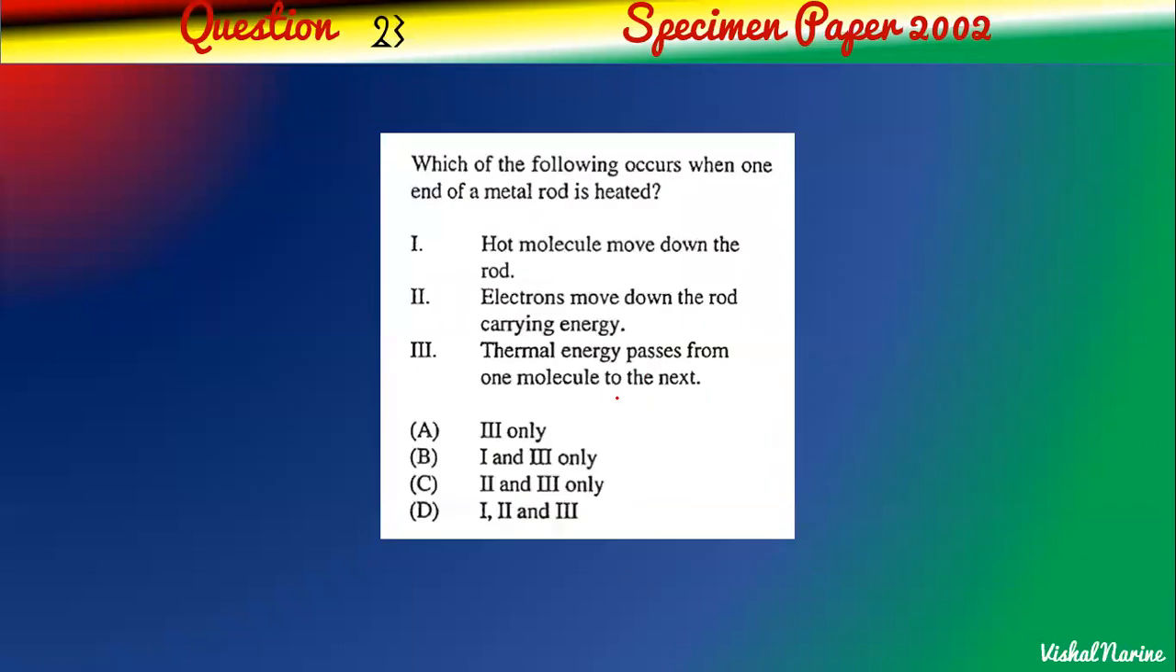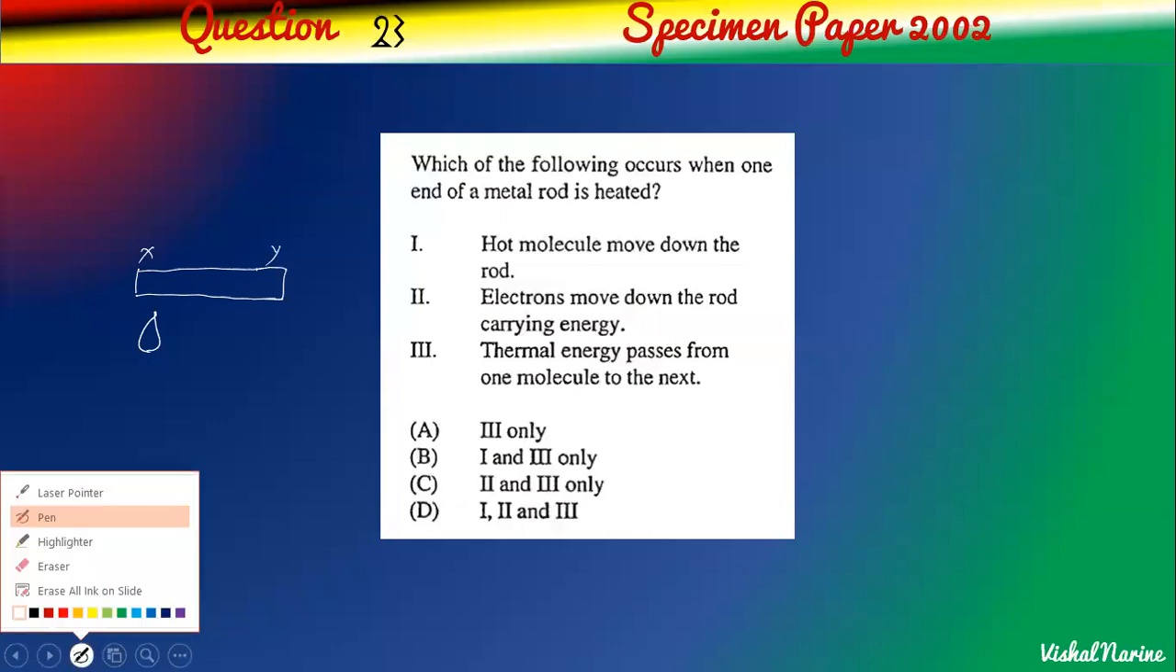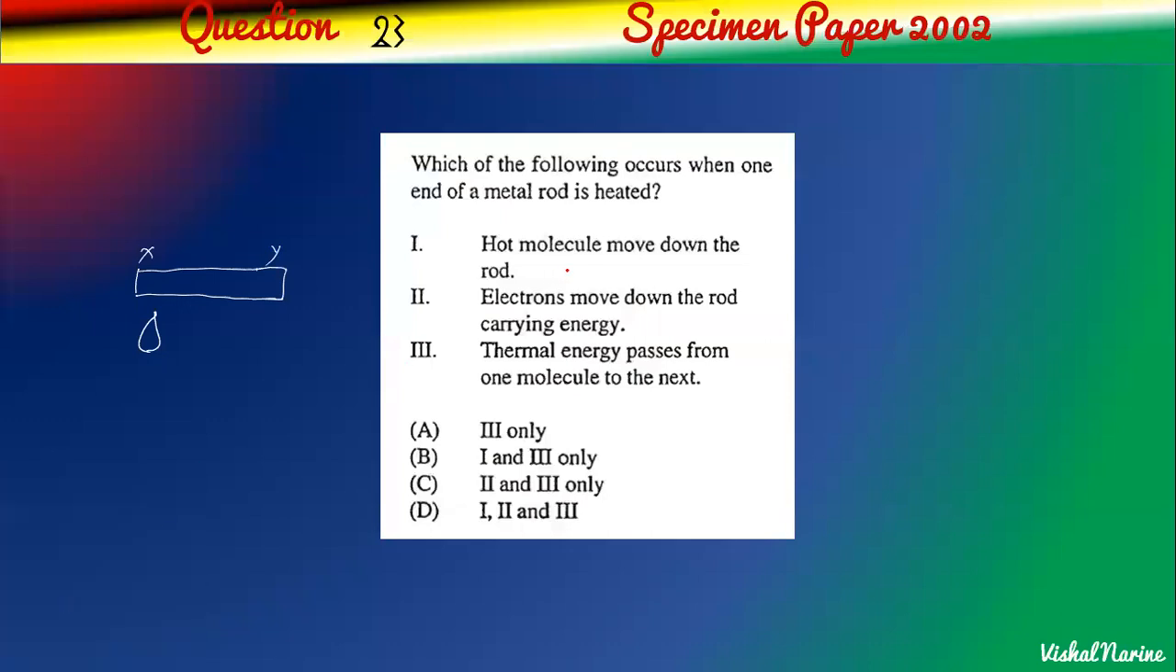Question 23. Which of the following occurs when one end of a metal rod is heated? So let's assume that we have a metal rod here. What the question is telling you is that we add heat to one end, so this is X and this is probably Y. Let's go through the options. Hot molecules move down the rod. Electrons move down the rod carrying energy, or thermal energy passes from one molecule to the next.